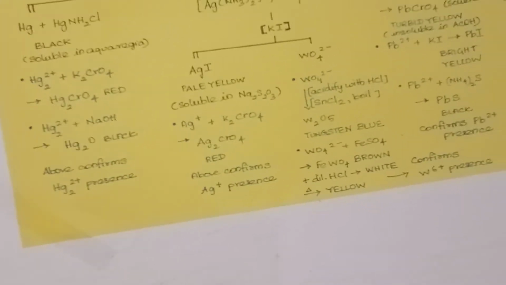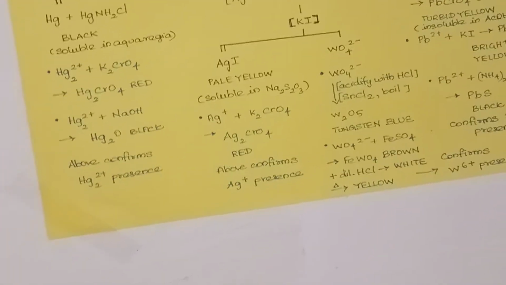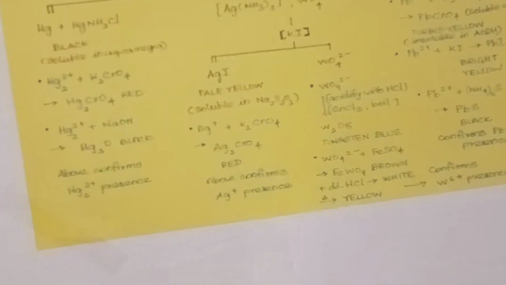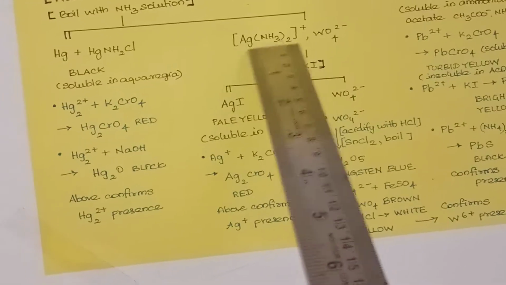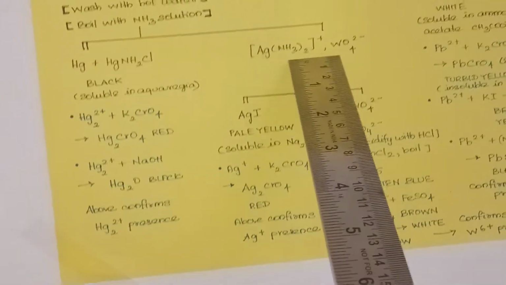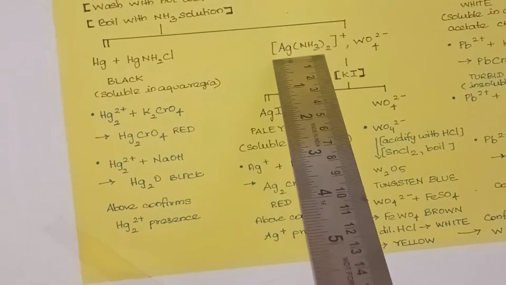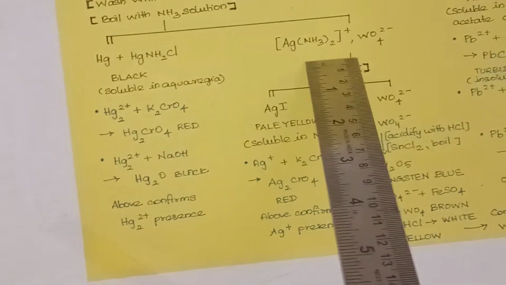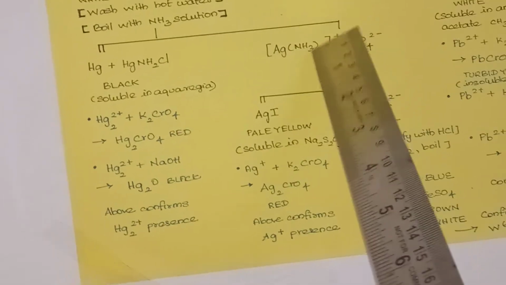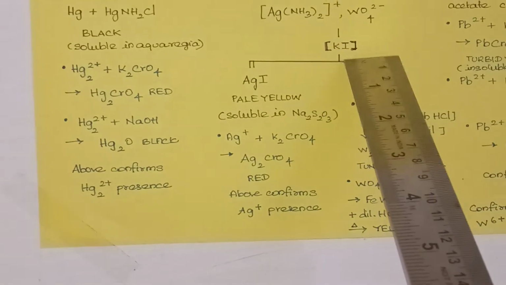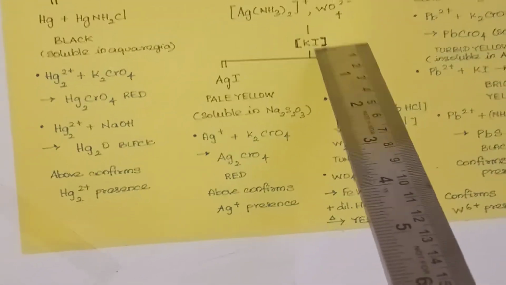Now, if you are not getting any black PPT, you might have collected the centrifugate, isn't it? The centrifugate will contain water soluble diamine silver chloride complex, and the chloride anion. So to this you just add potassium iodide.